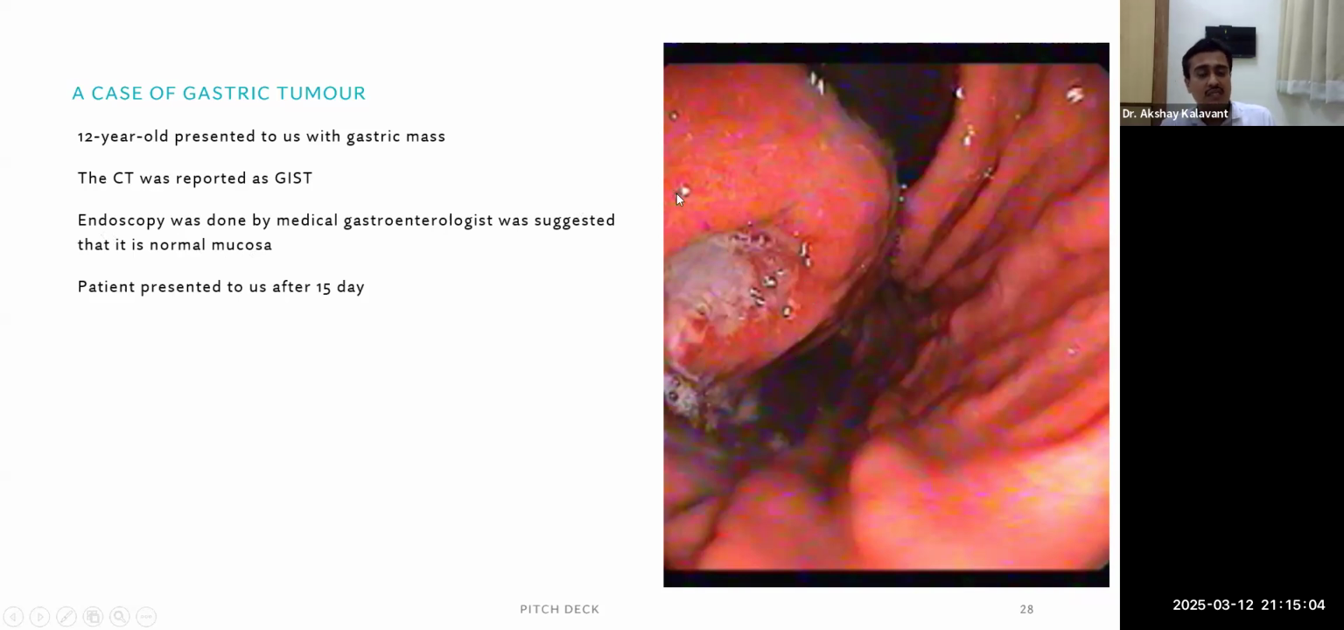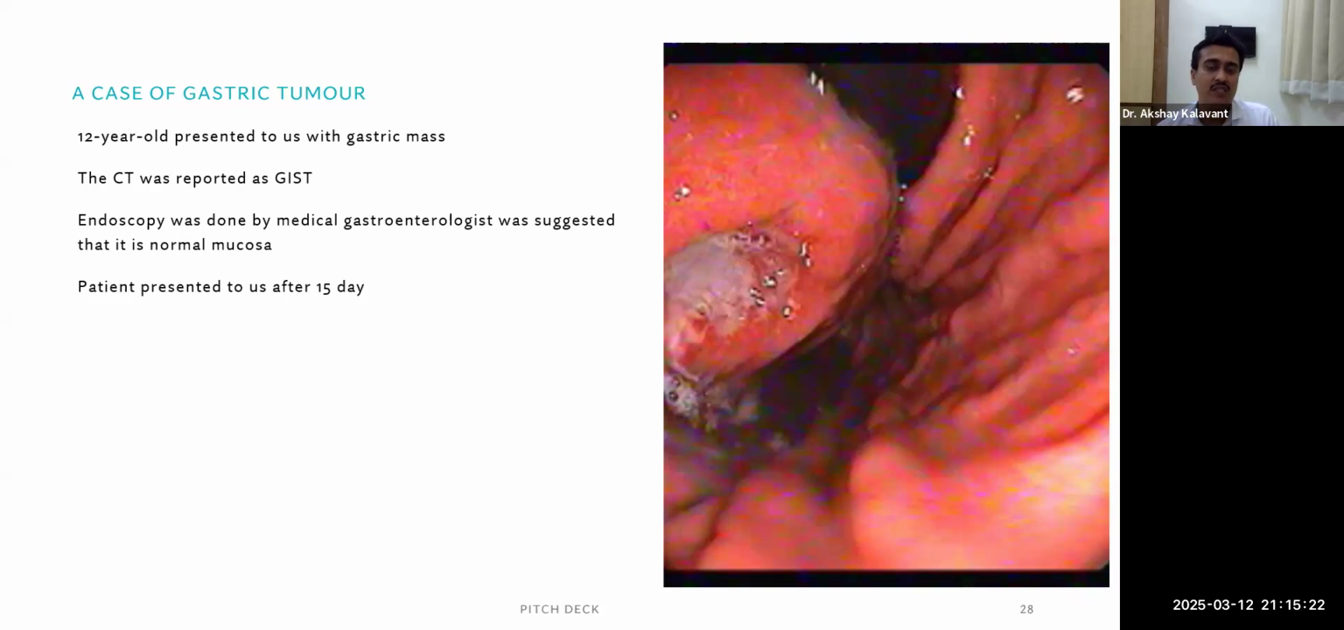This was the advantage for us, because once something is not working, we could immediately shift to the other modality, because the child was intubated. We were strongly suspecting a mass. So anyway, we worked up the case, and it turned out to be lymphoma. And finally, it turned out to be Burkitt's lymphoma.